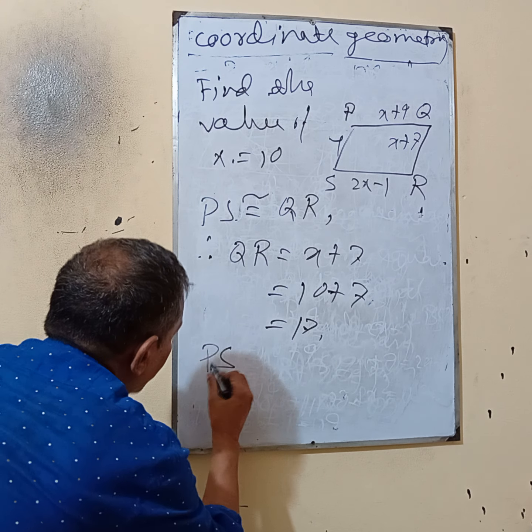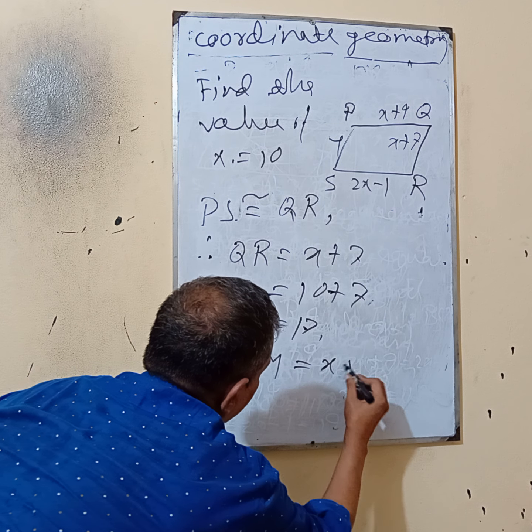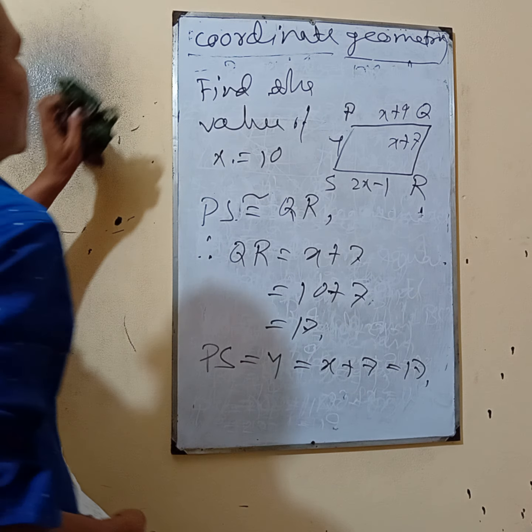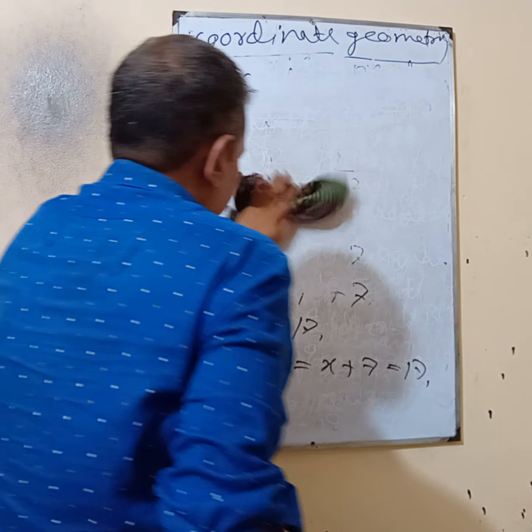Y is equal to x plus 7 is equal to 17. So this is a parallelogram. Now I have to discuss some theory of coordinate geometry.